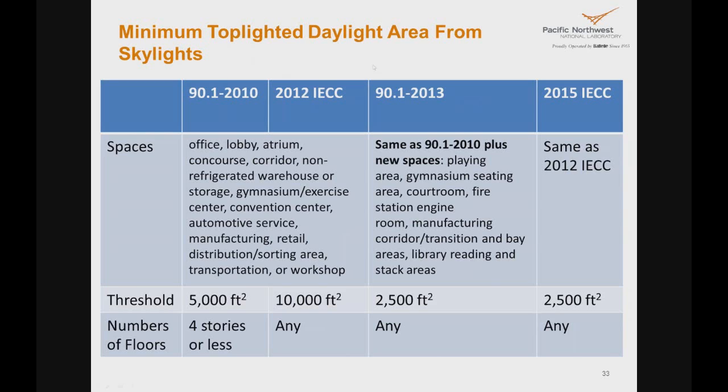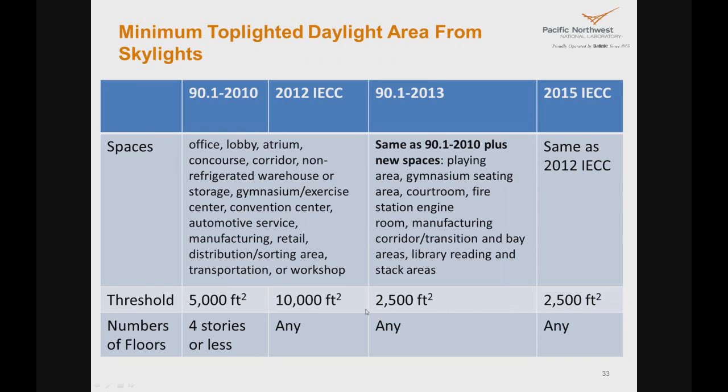This part of requirements was what I was talking about earlier, and it's usually in the envelope section. In fact, it is in the envelope section for all these 4 standards, and it relates to a minimum required top lighted daylight area from skylights. This applies to spaces which tend to be large. For example, the threshold in 90.1 2010 was 5,000 square feet. The 2012 ICC 10,000 square feet. And in the 2013 90.1 and 2015 ICC, it was reduced to 2,500 square feet.